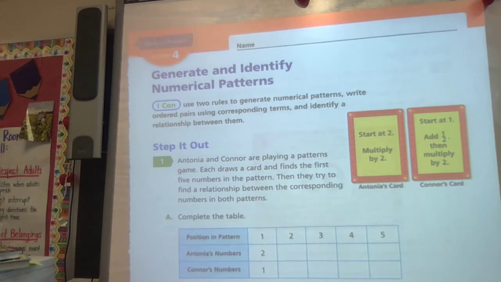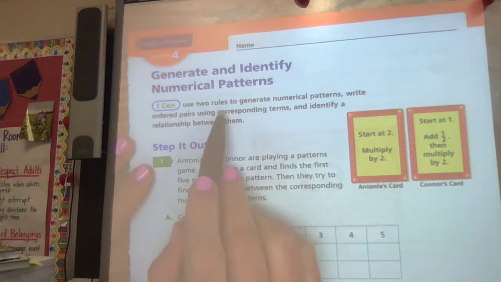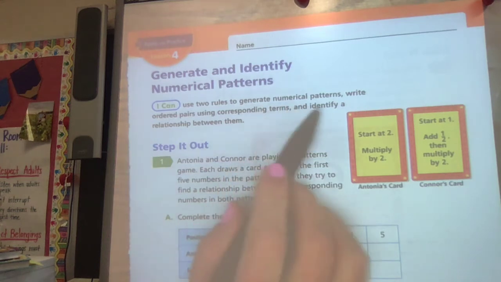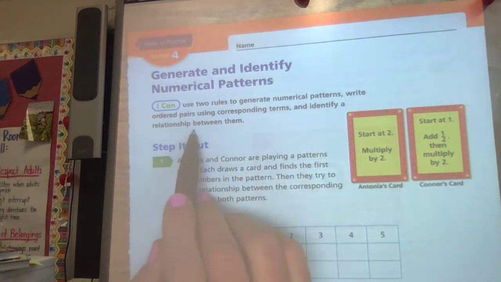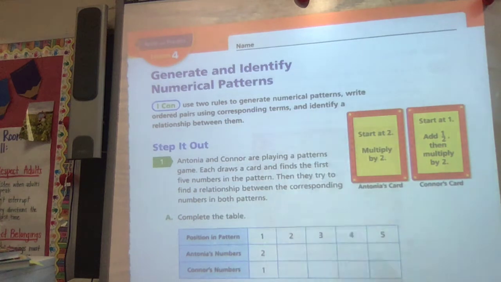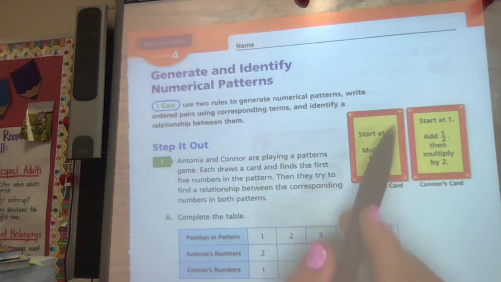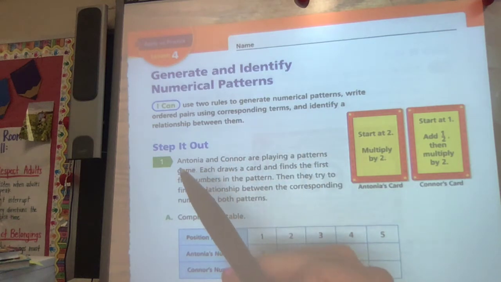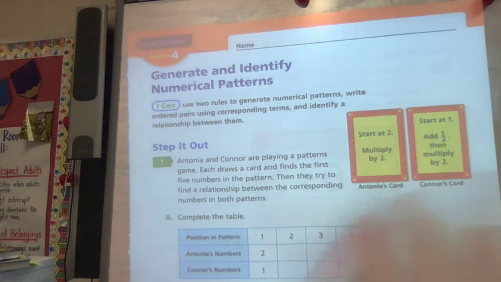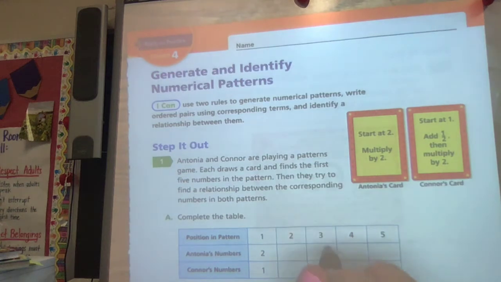Okay. So today we're going to be looking at rules to figure out or generate or create numerical patterns. And we're going to write ordered pairs using these terms and see what the relationship is with them. So we're going to be looking at the patterns we see and saying what rule it is. Are they adding 3 each time? Are they dividing by 2 every time? And do they relate to each other, our x and our y coordinates?